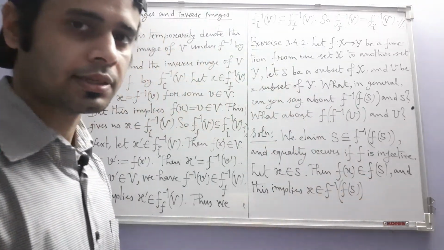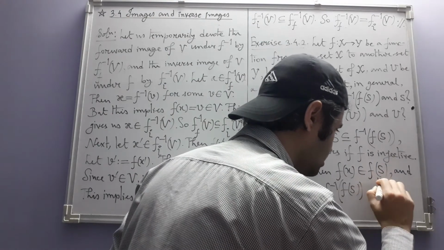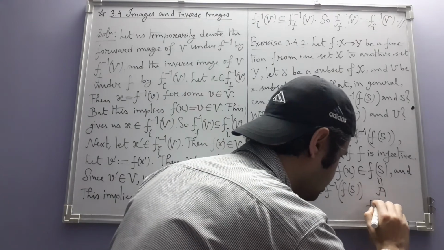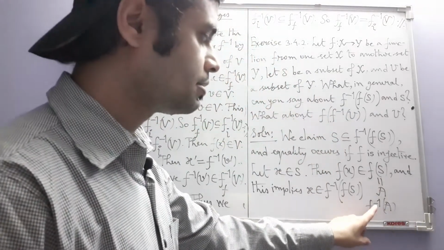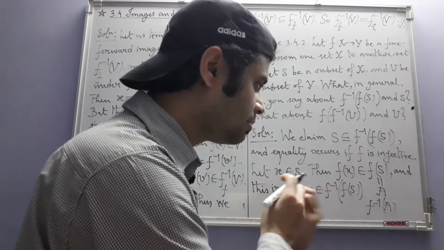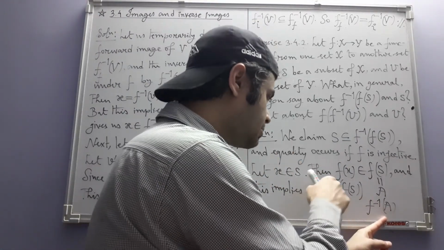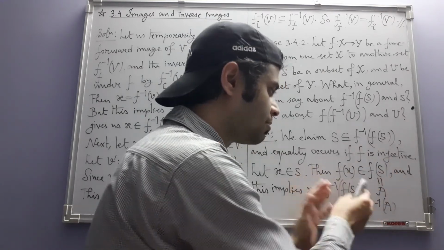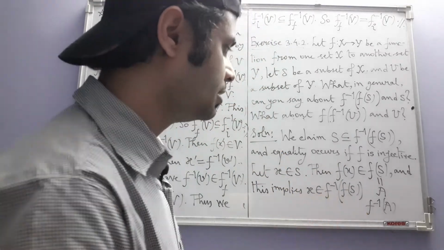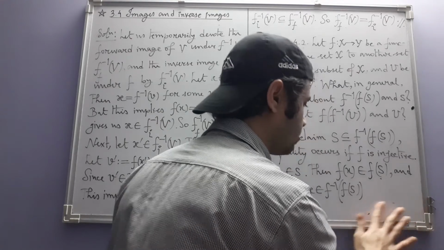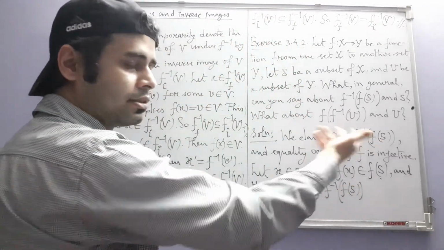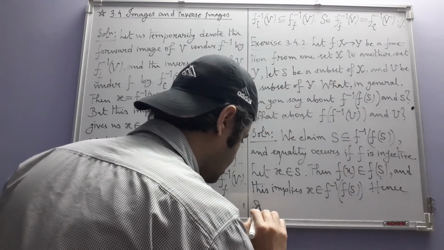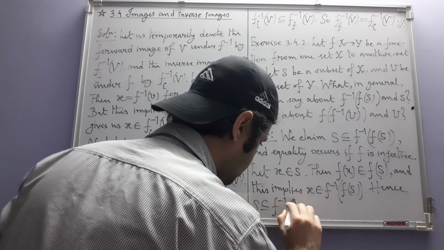Think of f of S as a set. Say you think of this as some set A, and look at the definition of f inverse of A. This consists of those elements whose f images are in A. So it's an element whose f image is in A. So that means this element will be in f inverse of A. So that's why we have this, and that's what tells us that this relationship is true. Hence, S is a subset of this.